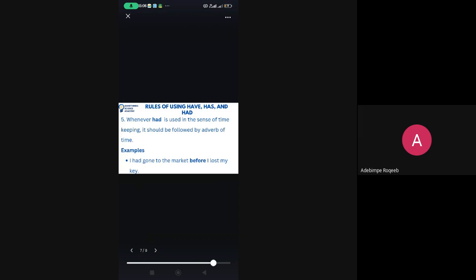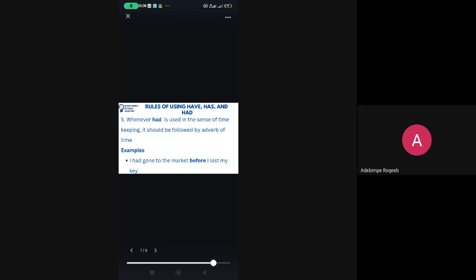The next one we have is had. When had is used in the sense of timekeeping, it should be followed by an adverb of time. Remember, in the beginning of the class, I mentioned that has, have, and had perform two functions. They perform two functions, and the functions are showing possession, that is showing ownership. I have a house. She has a pen. They have a car, because we are talking about has, have, and had now. So that is one of the functions.